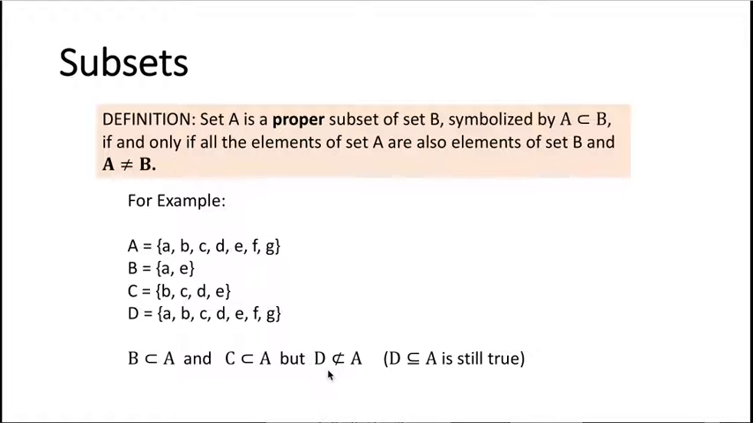Now, D is not a proper subset of A because these sets are equal to each other. So just to make sure this is clear, D is a subset of A, it's just not a proper subset.